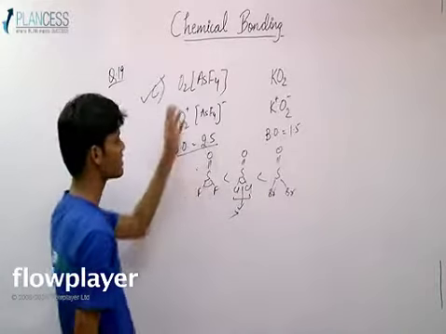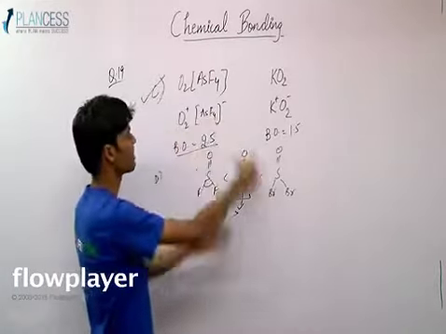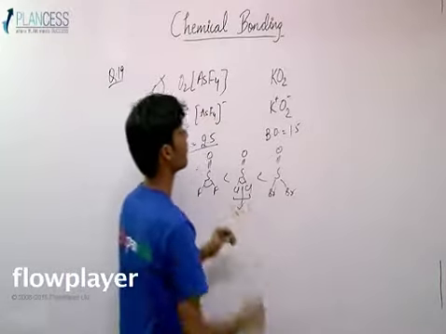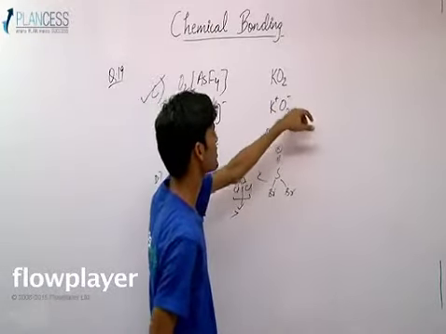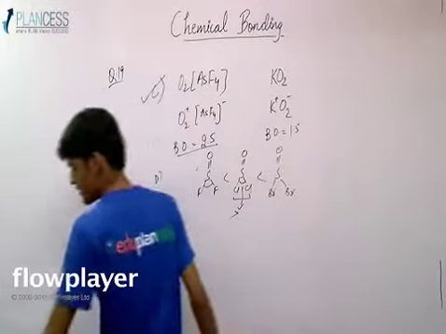So the answer would be C. That is, the bond length of the O2+ ion in O2AsF4 is less than the bond length of the O2- ion in KO2. So this is the correct statement. The reverse was given to us.